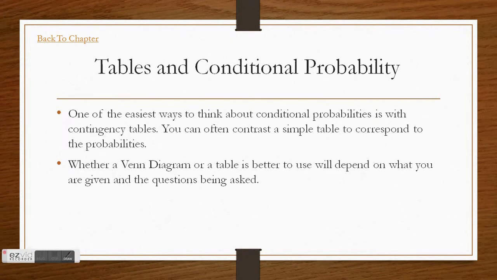Tables and conditional probability. One of the easiest ways to think about conditional probabilities is with contingency tables. You can often construct a simple table to correspond to the probabilities. Whether a Venn diagram or a table is better to use will depend on what you are given and the question being asked.